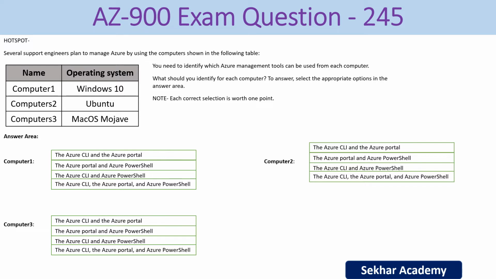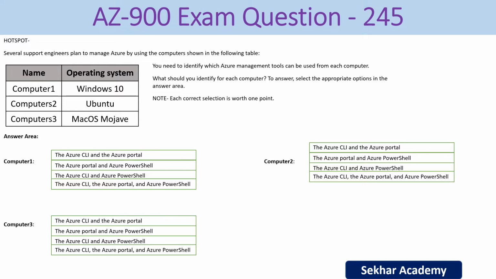For computer 1, we have four options for each computer. You need to choose which one is the right one to manage Azure from each computer. The options we have: the Azure CLI and the Azure portal; the Azure portal and Azure PowerShell; the Azure CLI and Azure PowerShell; and the Azure CLI, the Azure portal, and Azure PowerShell.